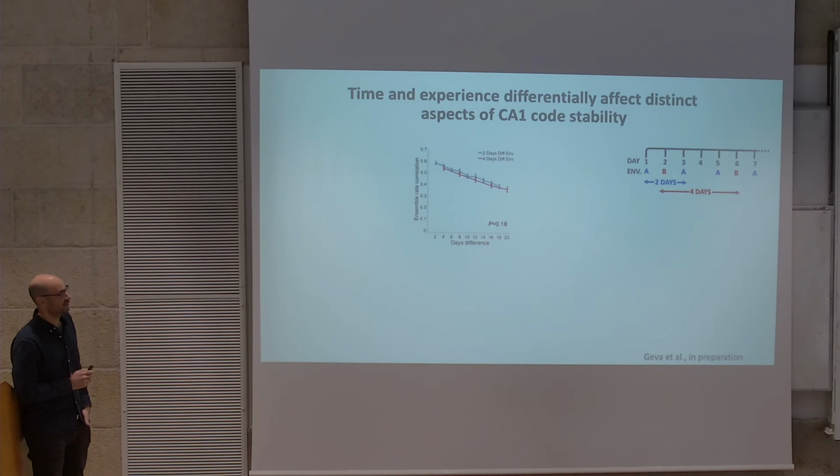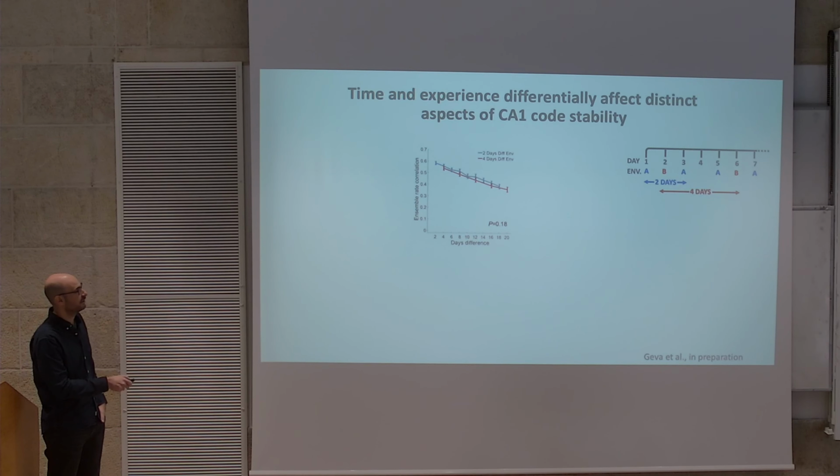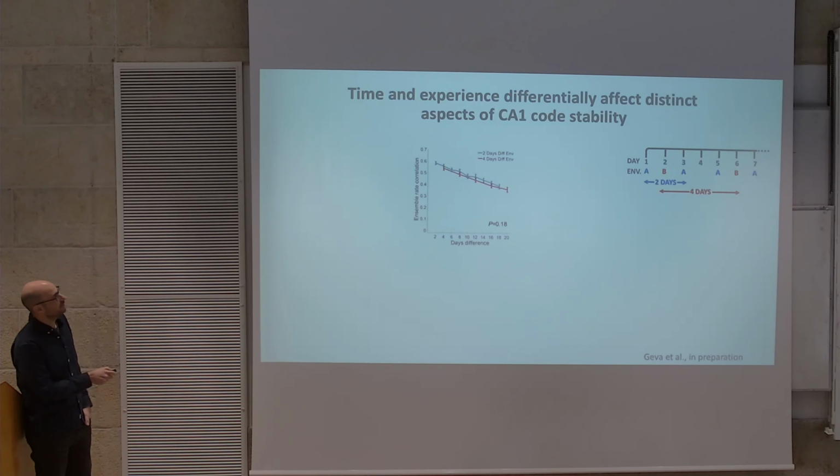When we look at changes in activity rates and plot the data as a function of elapsed time, we see that the curve from the environment that was visited every 2 days sits exactly on top of that from the environment that was visited every 4 days, suggesting that the dynamics is time dependent. This is for changes in activity rates.